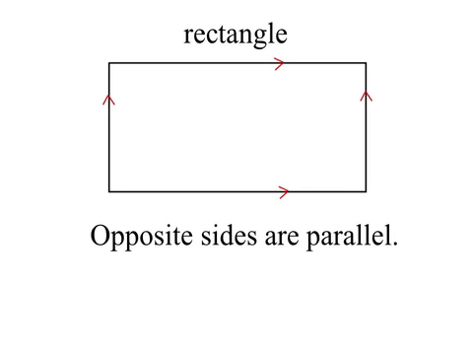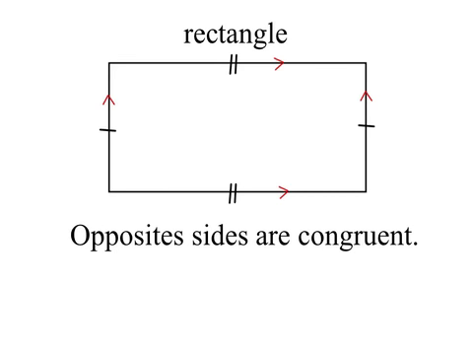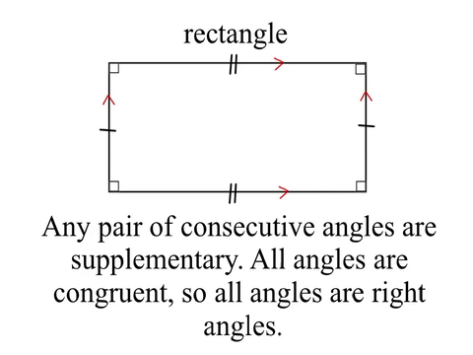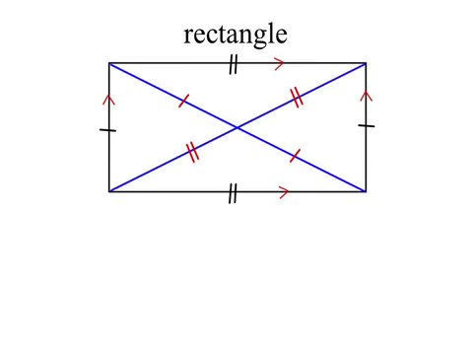The opposite sides are parallel. The opposite sides are also congruent. The diagonals bisect each other. And any pair of consecutive angles are supplementary. But in the case of a rectangle, that means they must all be right angles because the four angles of a rectangle are congruent, and if angles are both supplementary and congruent, they must be right angles.